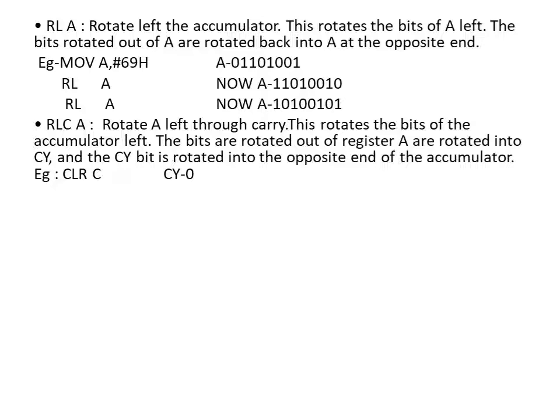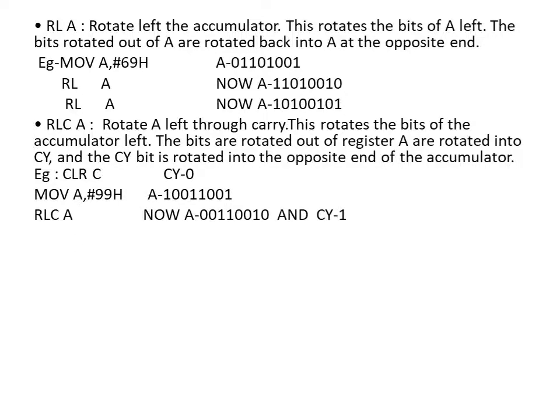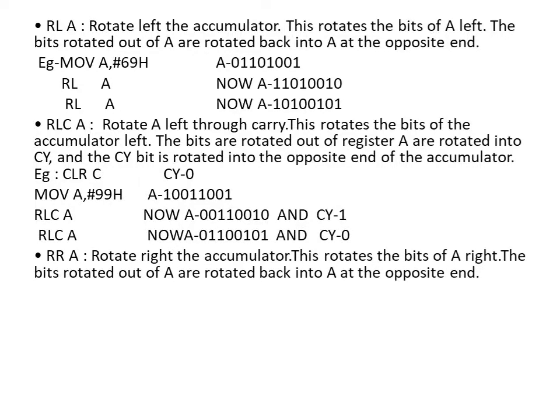Similarly, rotate left with carry, RLC A. This instruction rotates the bits of the accumulator towards the left. The bit rotated out of the register is copied into the carry bit, and the previous carry is rotated into the opposite end of the accumulator. For example, first you clear the carry flag, then move 99H into the accumulator. RLC A will move the MSB into the carry flag, so the carry flag becomes 1, and since the carry was 0, that 0 will be moved to the LSB side, and so on.